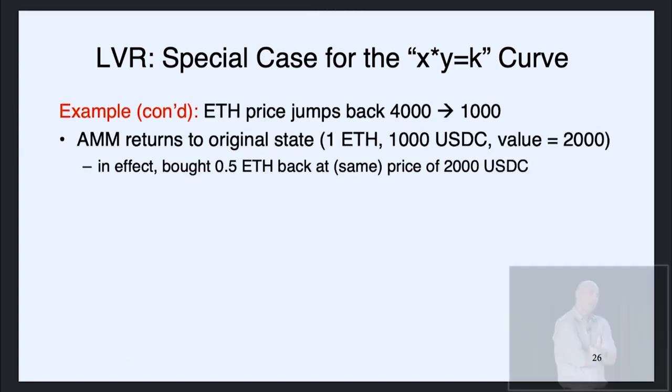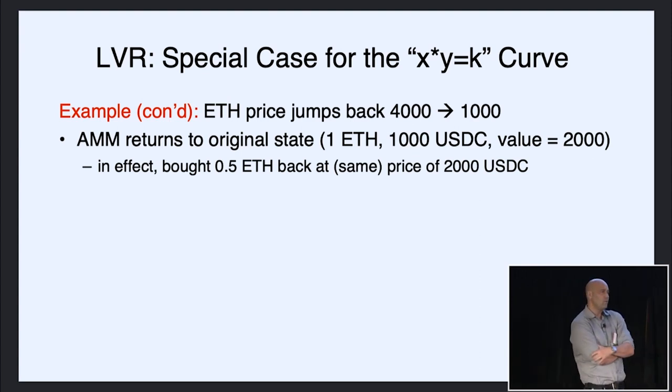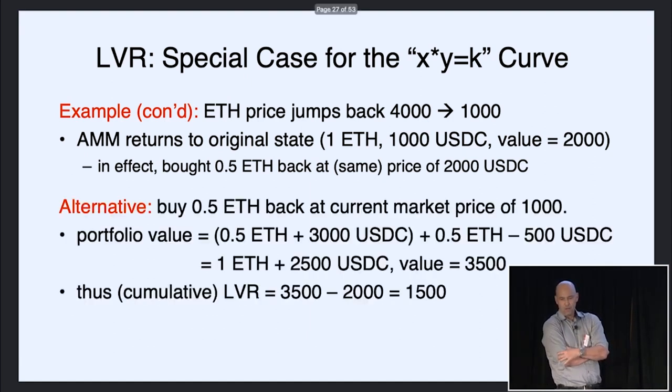Let me continue the example, just because remember we criticized impermanent loss of being independent of the price trajectory. It didn't matter if the price stayed constant or the price went up and down. So let's look at lever. Suppose that now the price of ETH jumps right back from 4,000 to 1,000. If you've just left your assets in the AMM, this AMM is basically reversible. So when the price goes back, the AMM just goes back to its previous state. In effect, it buys back that 0.5 ETH at that same per ETH price of 2,000.